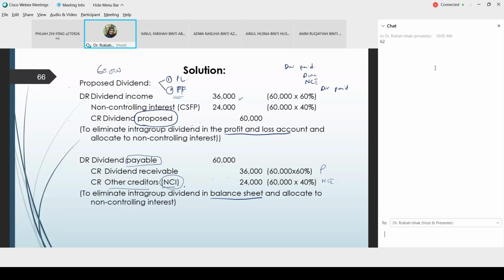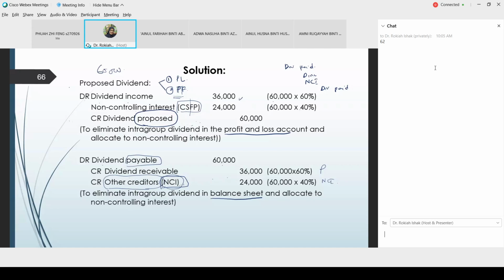For the NCI here, we put it as other creditor because this NCI is already transferred to the financial position. We're not going to put it again under NCI in the financial position. If you put it under the NCI credit side in the financial position, it means they're going to offset these two things together. So we put it under other creditors. For the NCI, we change this one to other creditors.